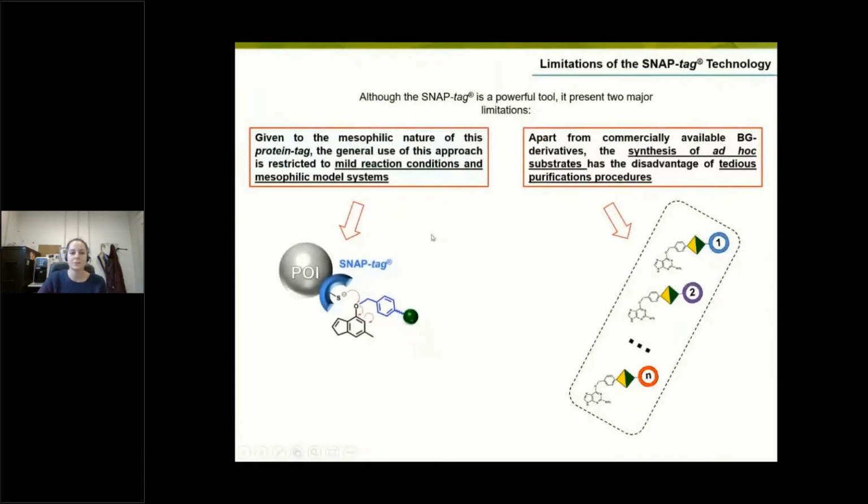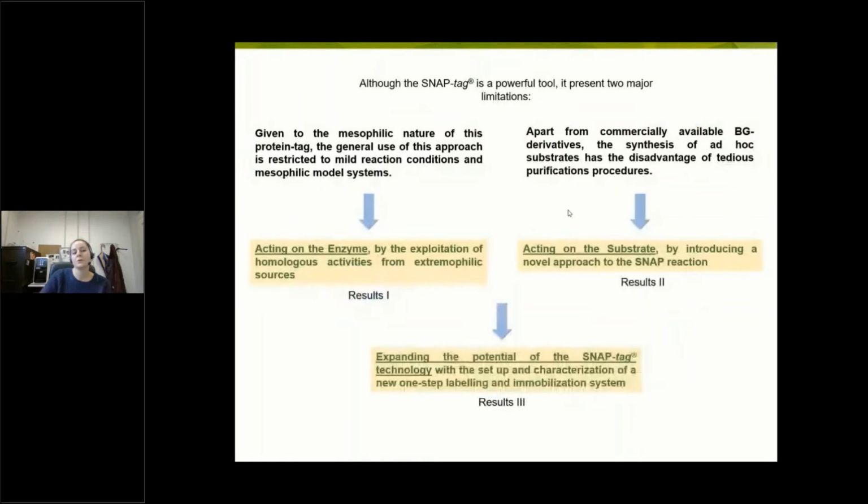One is related to the mesophilic nature of the protein tag, which confines the application to mild reaction conditions and mesophilic model systems, and the other regards the substrate, because apart from commercially available substrates, any new substrate or ad hoc substrate needs to be purified. So one aim of our group is to overcome these limitations by following different strategies.